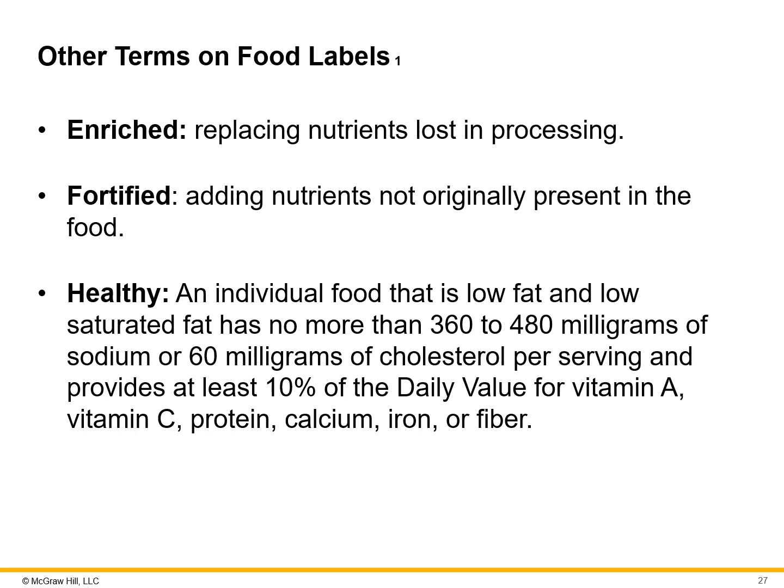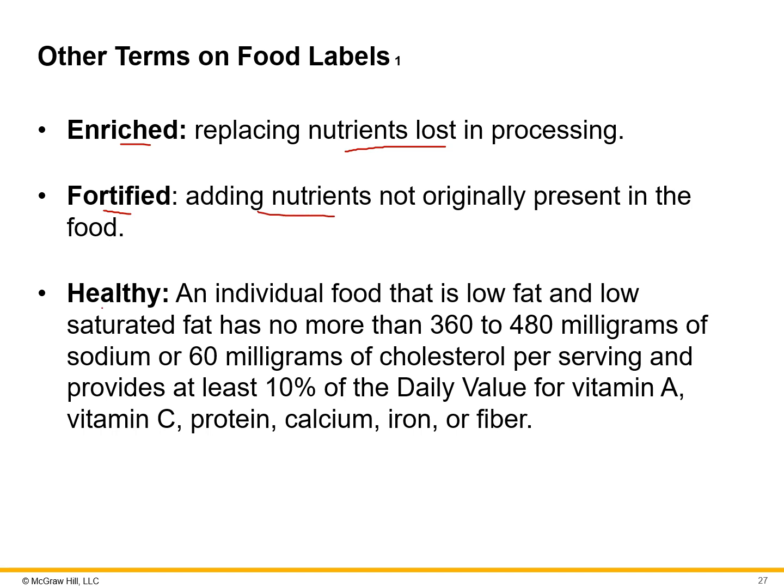A few other things you may see on the labels. Enriched just means that during the processing, nutrients were lost. So again, enriched bread instead of whole grain bread. Enriched bread has fewer nutrients because during the processing of making it, nutrients were lost. Fortified means that nutrients were added that were not originally there.